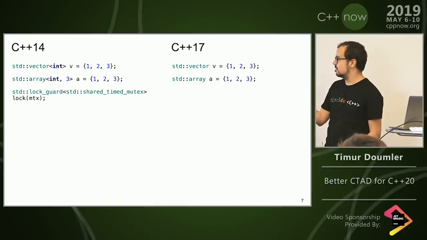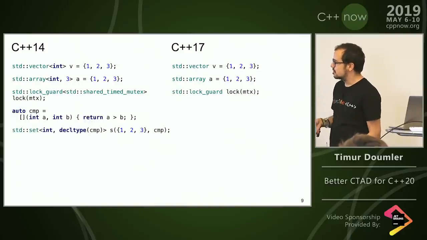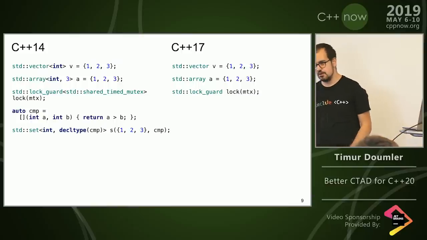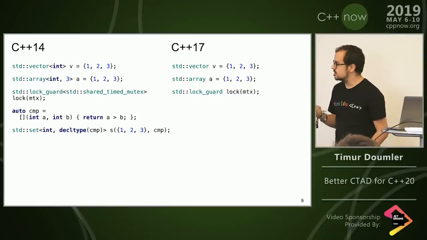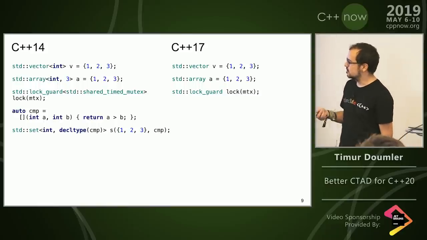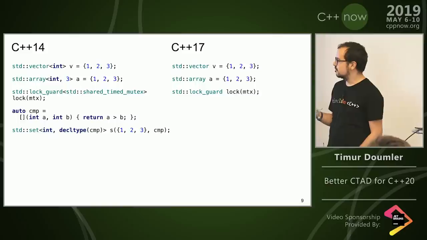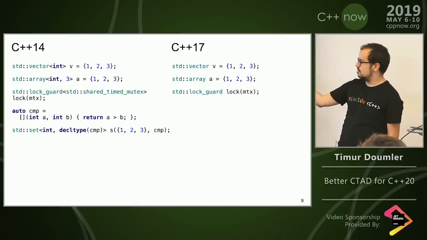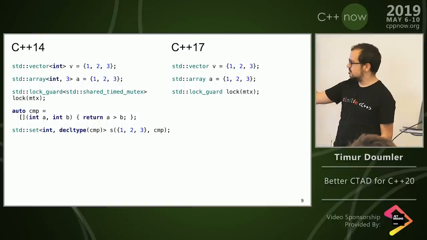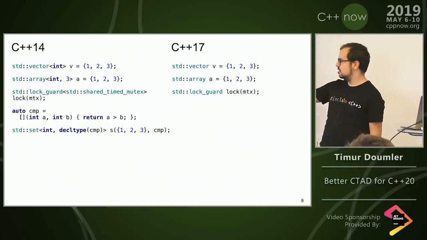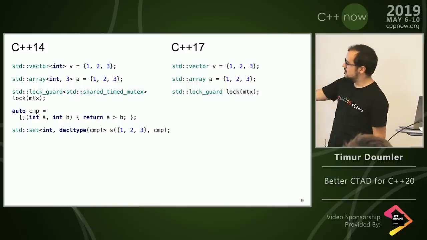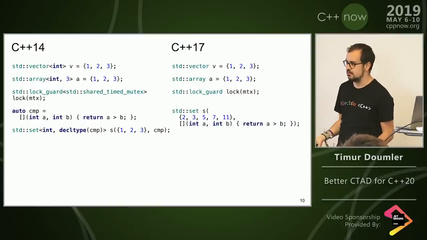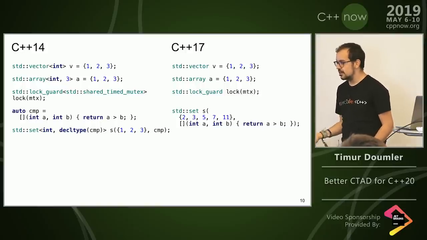Sometimes it's just very long names, and you don't have to write them out. Sometimes it's more interesting. For example, if you have a set and you want to give it a custom comparator using a lambda, in C++14 there are different ways of doing it, but they're all kind of ugly. You have to put the type of the lambda in there and then pass an instance in. In C++20, you don't have to do the latter part because lambdas are now default constructible, but it's still going to be long. With CTAD, you just give it the initializer list and the lambda, and it's going to figure out the types. So that's a lot more elegant, I think.